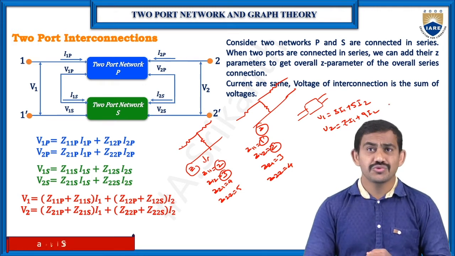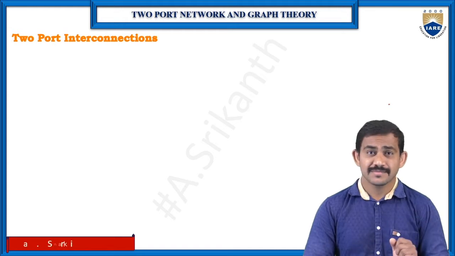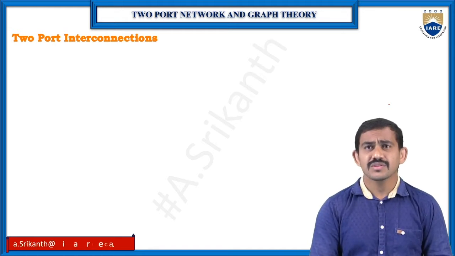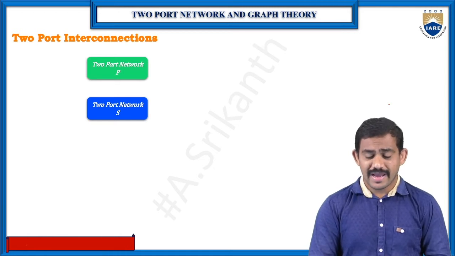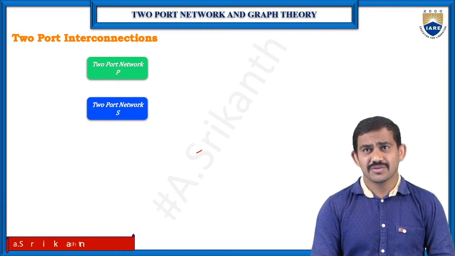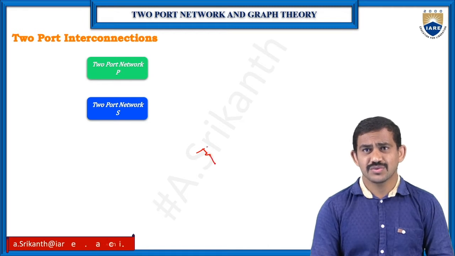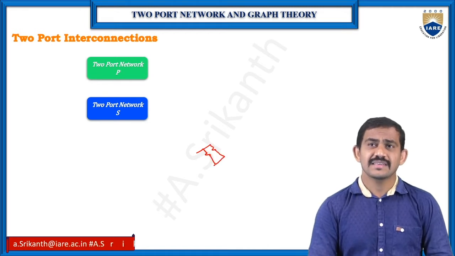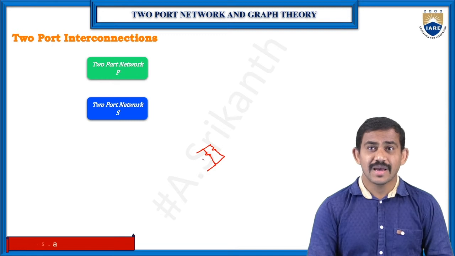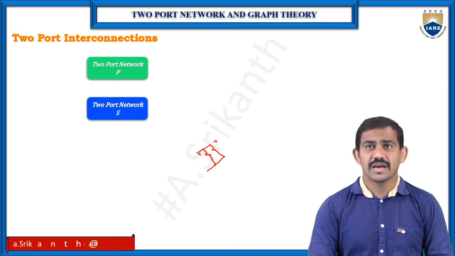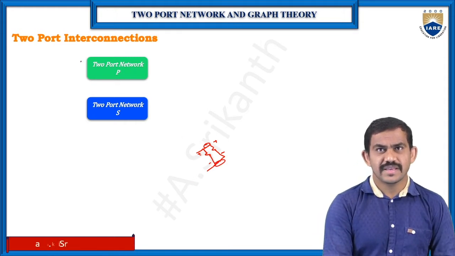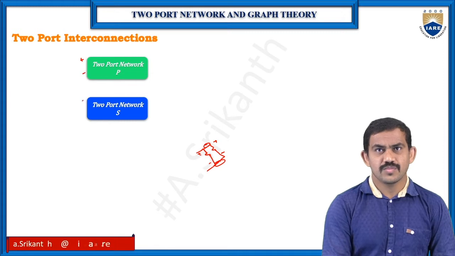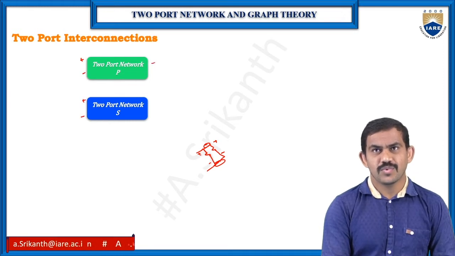Now we are moving to two-port networks connected in parallel. In the same manner, I have two-port networks, and now both are connected in parallel. Parallel means here I have two resistors connected in parallel. Parallel means positive and negative, and here one node and here one node. So same thing, positive, negative.